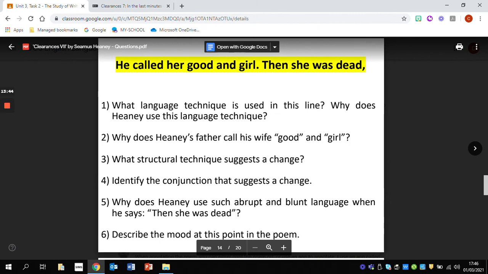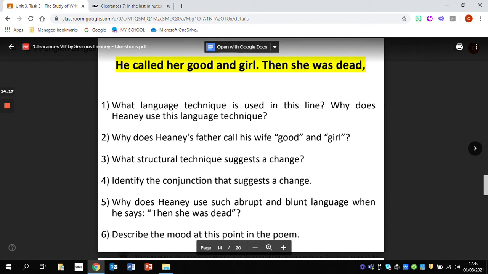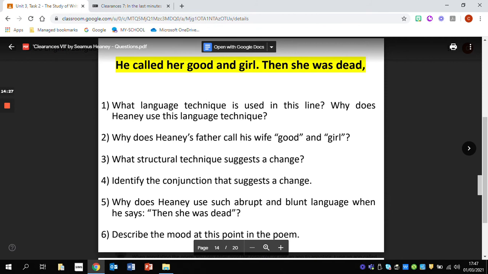And it separates out, then she was dead, okay? We're forced to sort of pause after good and girl, then she was dead, so we get this little idea of what they were experiencing at this time. The fact that he calls her good and girl gives us again an idea of their relationship together, how intimate they were, and represent back to them as a young couple with the girl, okay? The structural technique then is the caesura. The conjunction that suggests the change. Okay, so conjunction is anything like and, but, things like that. So here we have then. Okay, and that's telling us the change because we have this one moment, then it changes into something else.